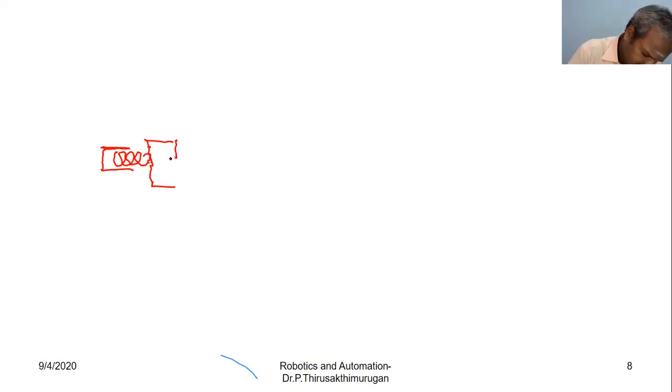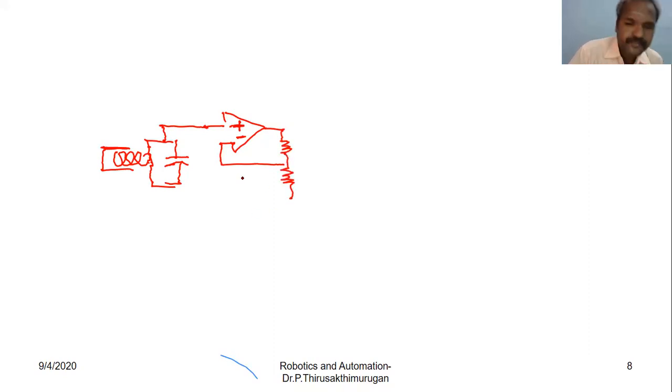okay, this is the oscillator stage. So this is the tank circuit, this is the oscillator, this is connected to the non-inverting terminal of the op-amp. So the non-inverting terminal of the op-amp, this is the closed loop configuration.